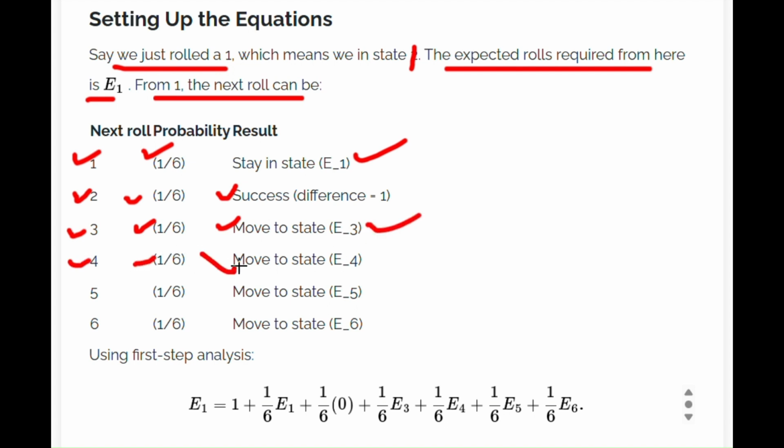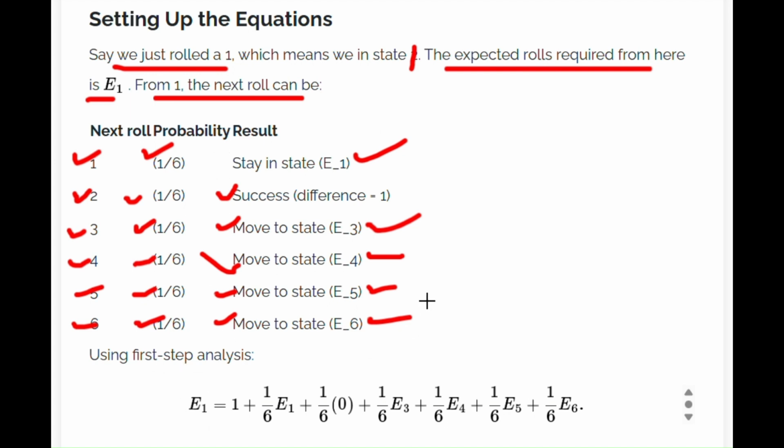We roll a 4, probability 1 by 6, move to state 4, number of rolls required from here, E4. Roll a 5, probability 1 by 6, move to state 5, number of rolls required from here, E5. We roll a 6, probability 1 by 6, move to state 6, number of rolls required from here onwards is E6. Now, we have these probability states.